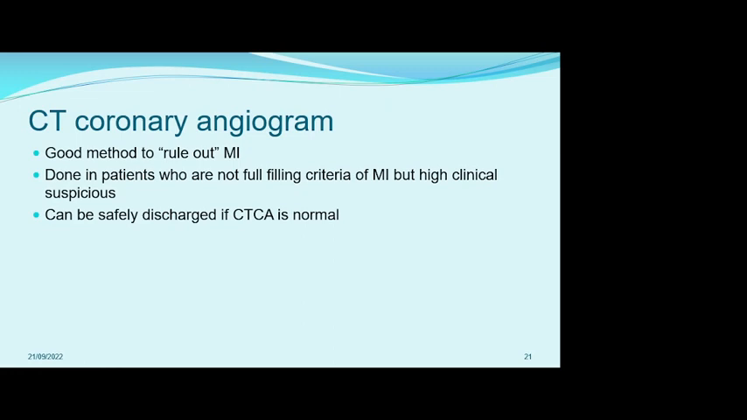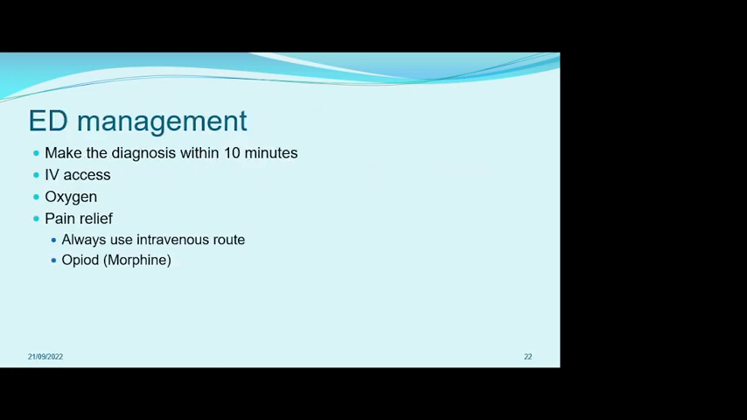Uncertain patients, troponin not positive, but some suggestive chest pain, ECG vague, in that instance you can do a CT coronary angiogram. It's done in developed countries where the facility is available, and if the CT is normal, you can discharge. So it's basically to rule out myocardial infarction, you can do CT coronary angiogram.